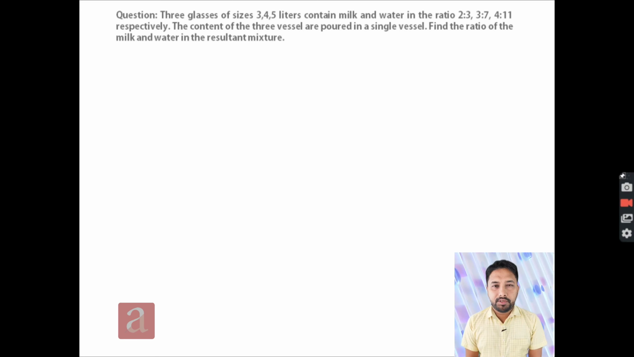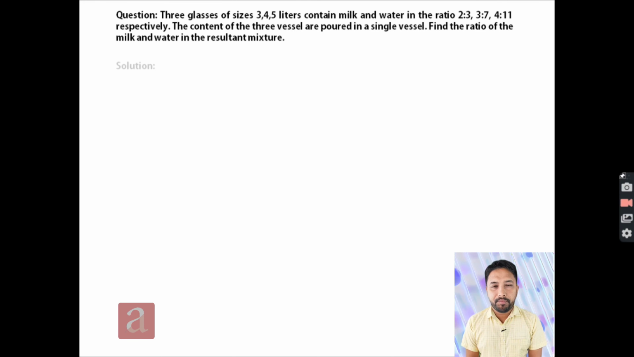So as you can see the question on your screen, 3 glasses of size 3, 4 and 5 liter contain milk and water in the ratio 2:3, 3:7 and 4:11 respectively. The content of these 3 glasses were poured in a single vessel. We have to find out the ratio of milk and water in the resultant solution.